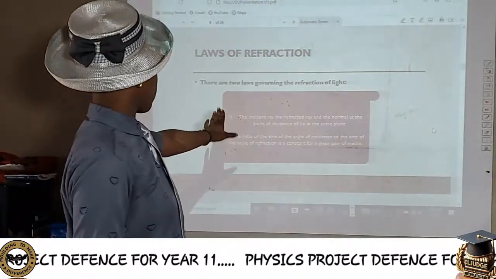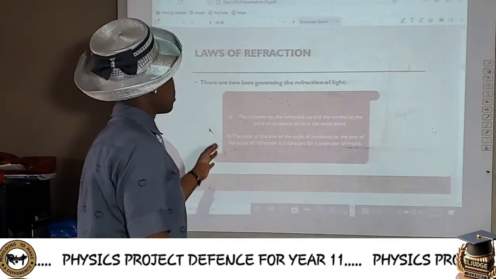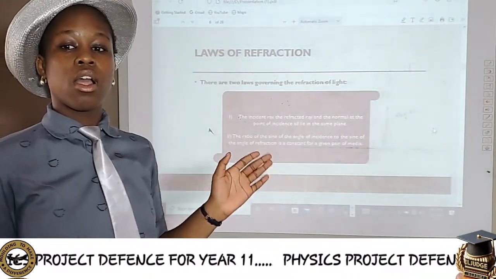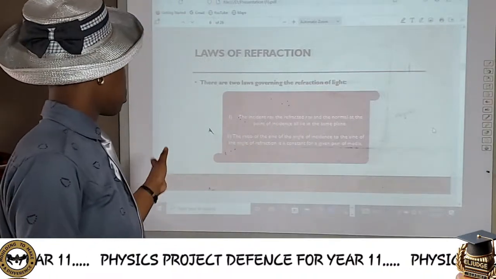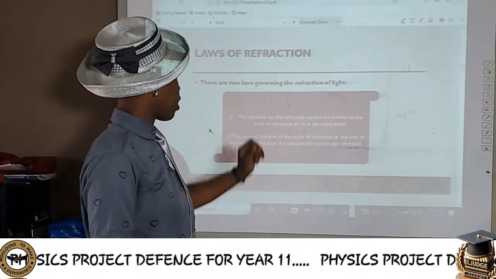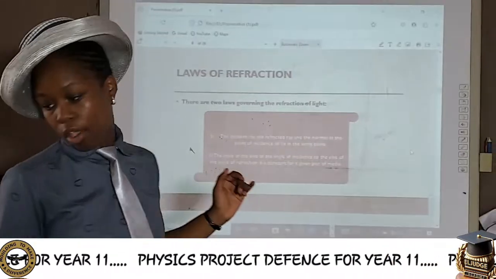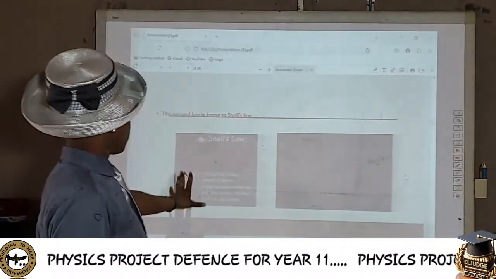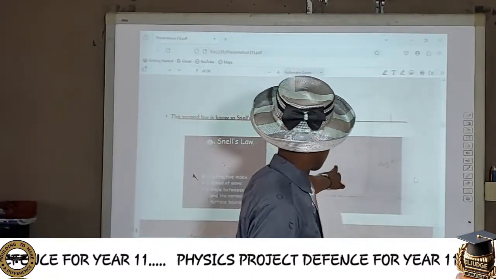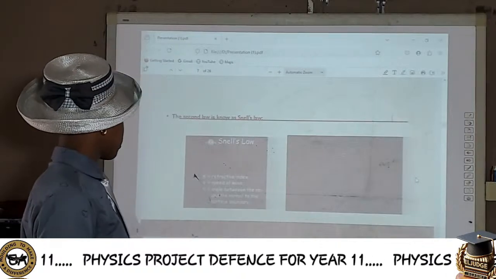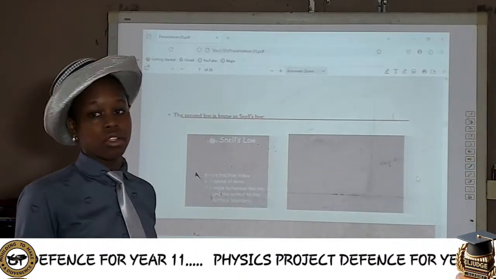Then we have the laws of refraction. We have two laws governing the refraction of light. The first one states that the incident ray, refracted ray, and the normal all lie in the same plane. The second one, which is Snell's law, says that the ratio of the sine of the angle of incidence to the sine of the angle of refraction is constant for a given pair of media. Then in Snell's law, we have n equals c over v, where n is the refractive index, v is the speed of the ray, while theta is the angle between the ray and the normal to the surface.